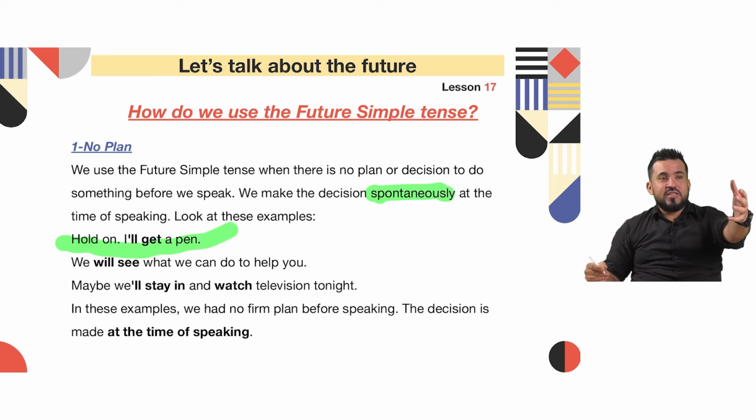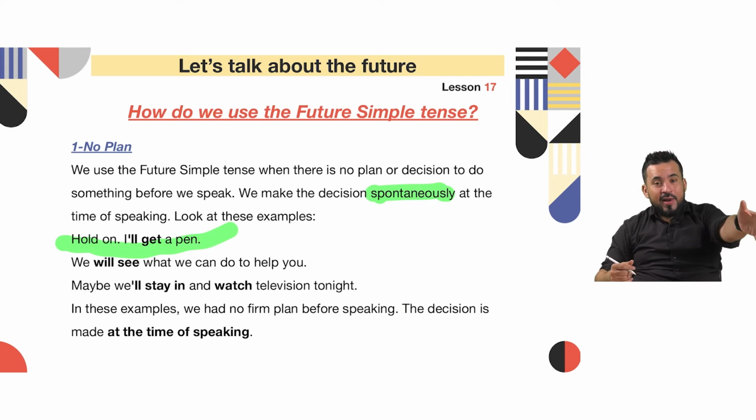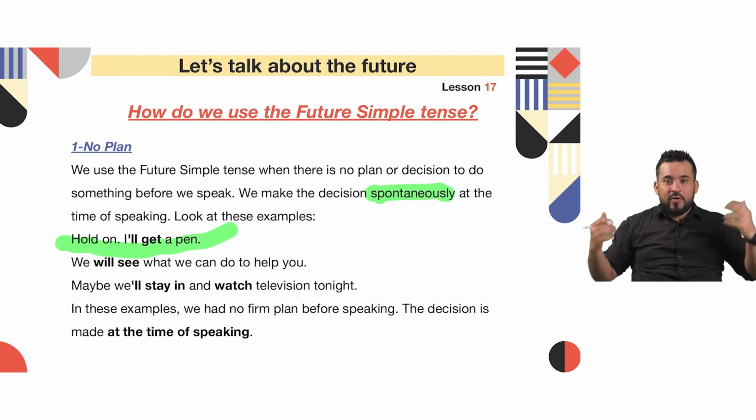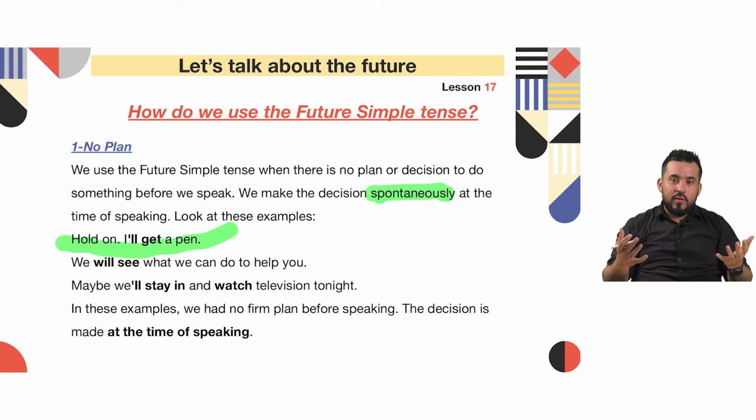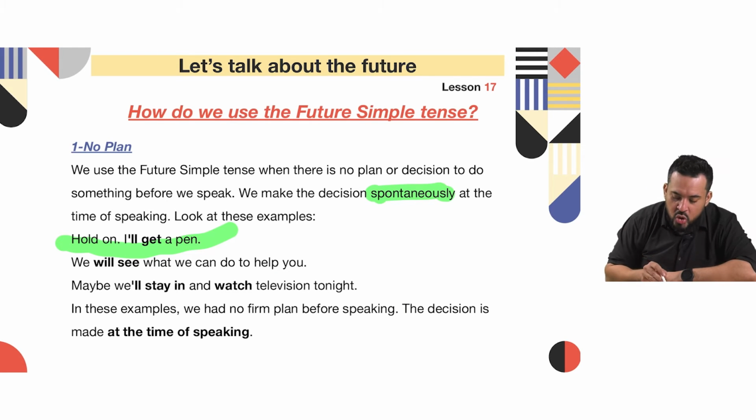Or for example, you see someone carrying heavy bags and they want to leave and they can't open the door. So you say, here, I'll get it. I didn't make a plan. I didn't think about it. I just spontaneously reacted. So we use will for something that hasn't been thought about before, and for something that you've just decided to do right now, spontaneously, without any prior thoughts.